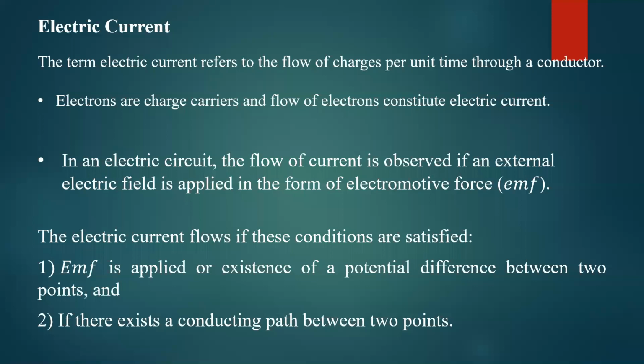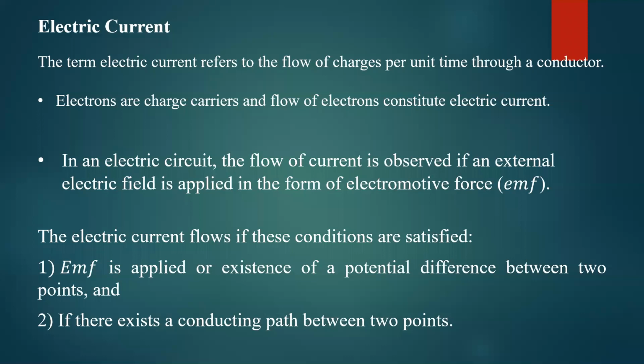If you say a battery has a 5 volt potential difference, what does that mean? It means there is an electromotive force of 5 volt. How do we define electric potential? Electric potential is defined as work done per unit charge. Sorry, not work done into charge, it is work done per unit charge.